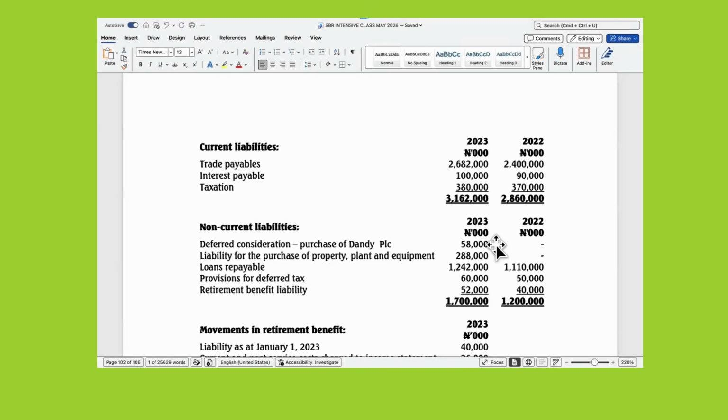50 is non-cash. The remaining 8 that is there is interest as a result of unwinding of discounts also, which is also a non-cash item. Then liability for purchase of assets. So there is 288, which will be an inflow because we collected it to buy an asset. Loan repayable also increased, so it is also an inflow.